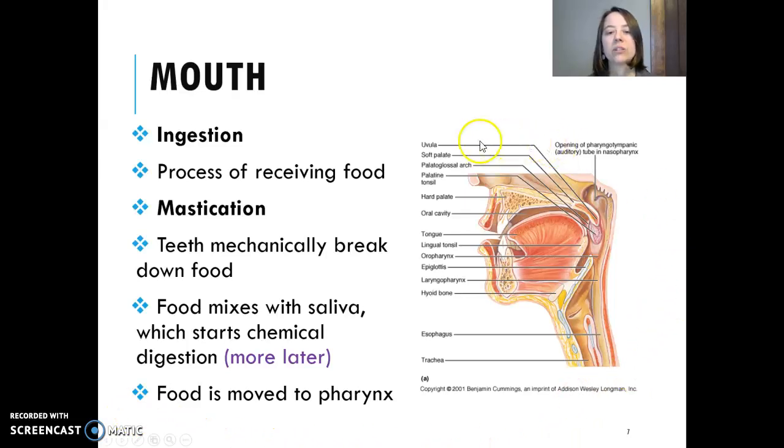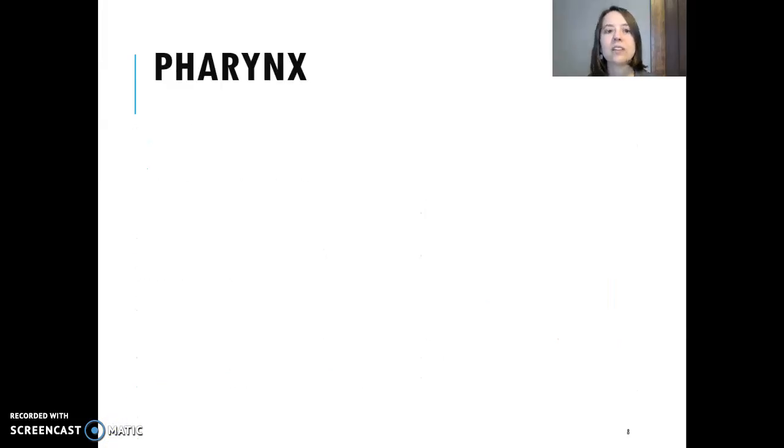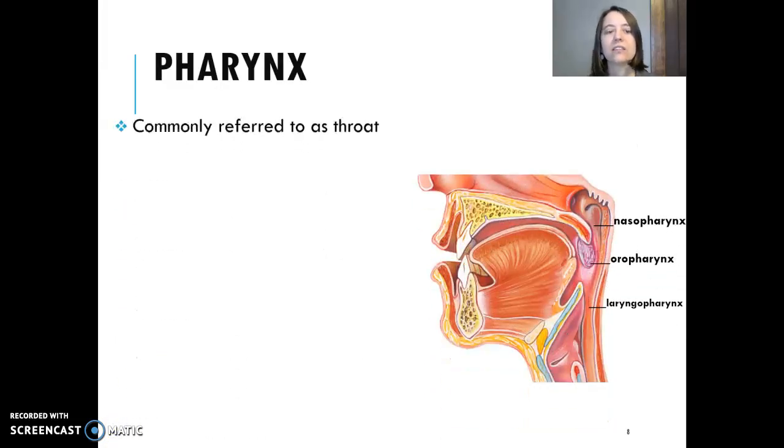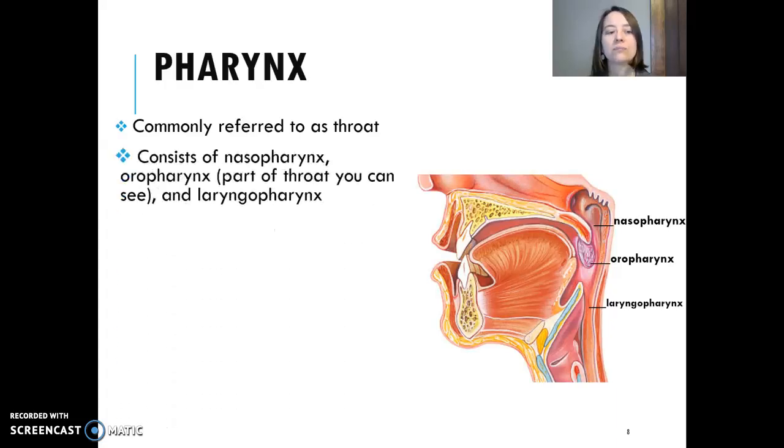Let's take a look at our picture. So the food would be ingested in the mouth. Mastication, mechanical digestion, would occur with the teeth. The tongue would be involved in propelling the food into the pharynx. So moving on to the pharynx. This is commonly referred to as the throat, and it consists of the nasopharynx, oropharynx, and laryngopharynx. And the oropharynx is what you can see, and that houses your tonsils.